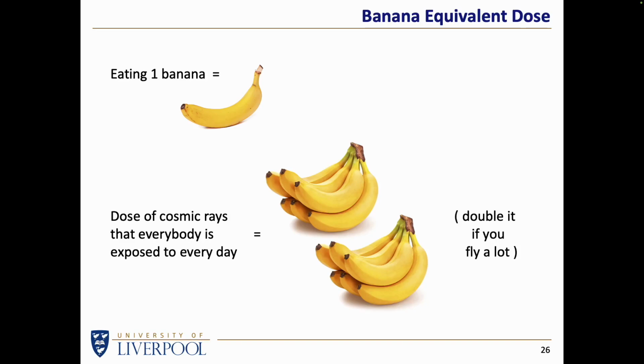It would actually be slightly higher if you fly a lot, because if you fly a lot, you're above the atmosphere, you're closer to the source of the cosmic rays, and you'll actually receive a higher dose. That's why you've got to watch. Airline pilots have to be careful how many hours they fly, because they're spending a lot of time at altitude. They have to worry about exactly what their dose is from cosmic rays. As far as I know, airline pilots don't get calibrated in bananas, but they still need to keep an eye on it.